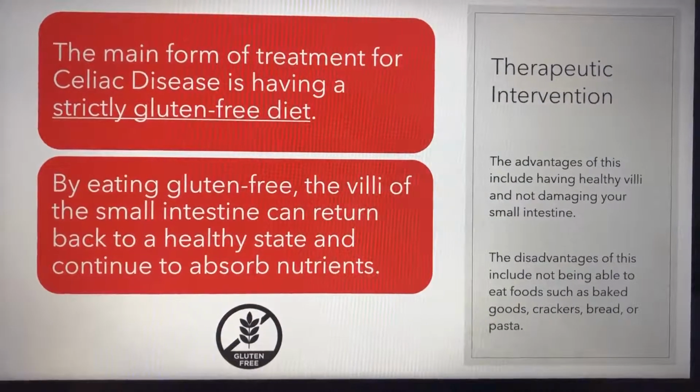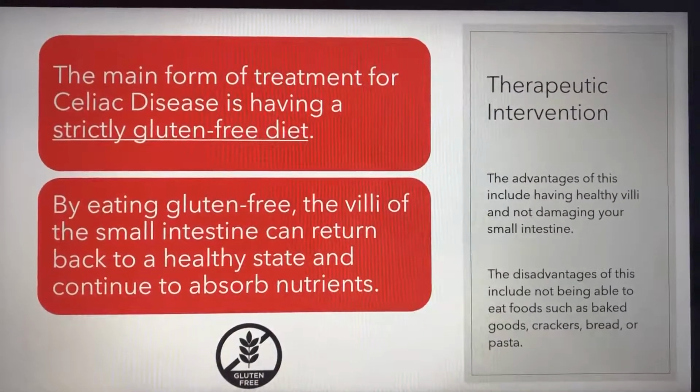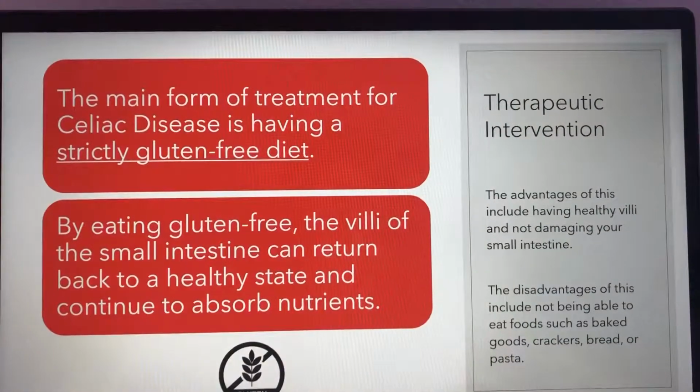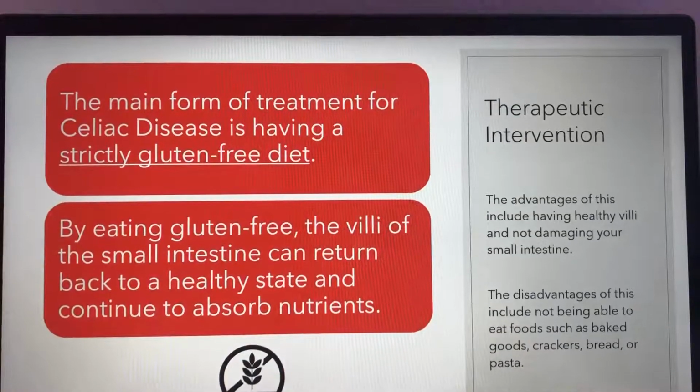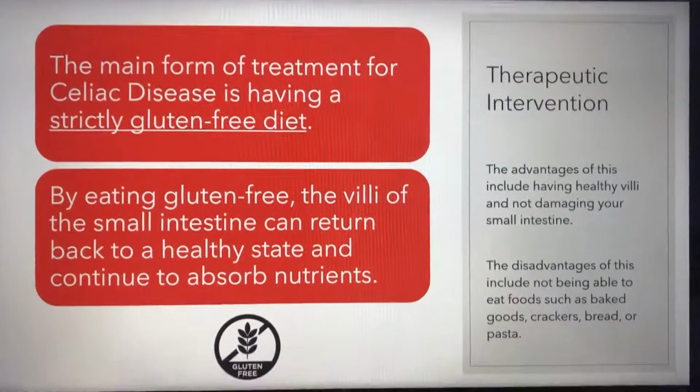This includes not eating many foods that the patient might be used to eating. This can be very difficult for some people, as patients cannot consume food that is even processed in a facility where gluten-containing foods are also processed.